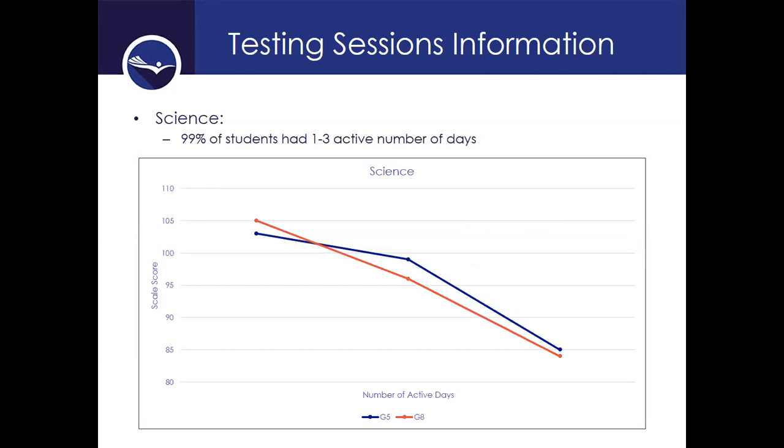Science is a much different look here. So as you can see, students that took 1 day averaged a much better scale score than those that took 2 days, and even better than those that took 3 days. So in general, we're recommending for most students that they complete that in 1 day. The size of the test and how fast students can navigate through that test indicates that 1 day should be fine for the vast majority of students.